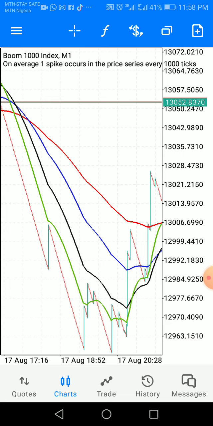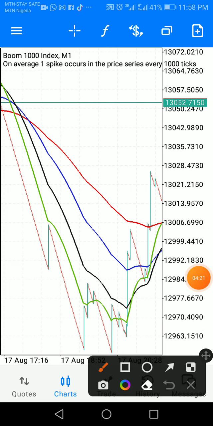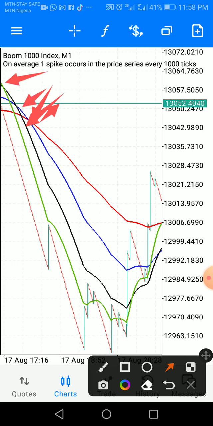Like we have the green moving average crossed below the other. You can see where the last moving average crossed, where the blue crossed the red. That was the last cross that occurred. The first one occurred here, then another one occurred here. So you have to wait until the last cross occurs.